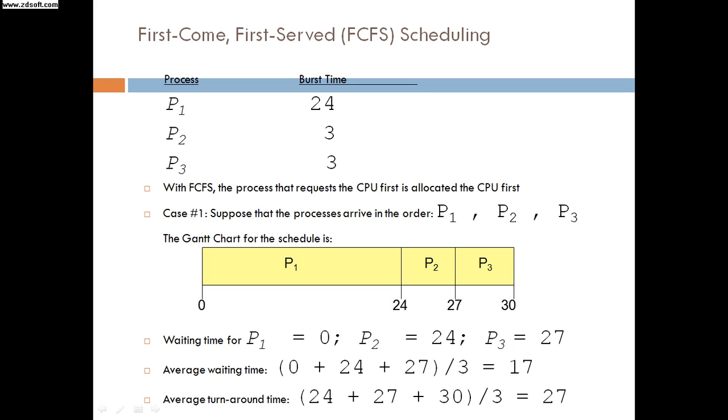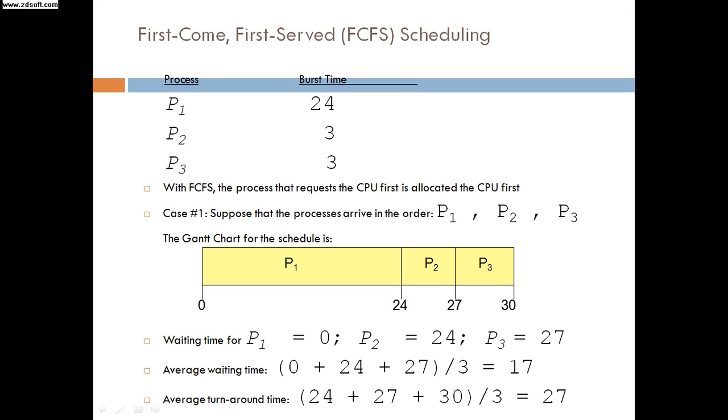After that P2 enters the CPU for another 3 milliseconds, so totally it is 27 milliseconds. And finally the process P3 will be executed by the CPU for another 3 milliseconds. So the total burst time is 24 plus 3 plus 3, which is 30. With this Gantt chart we can calculate the waiting time for each and every process.